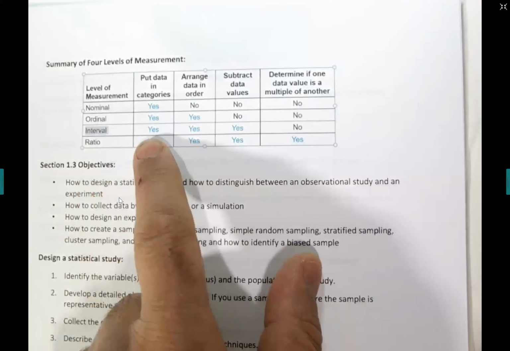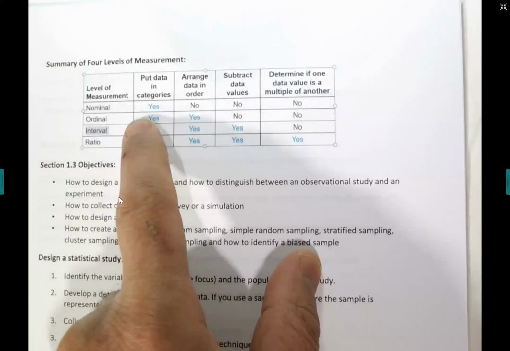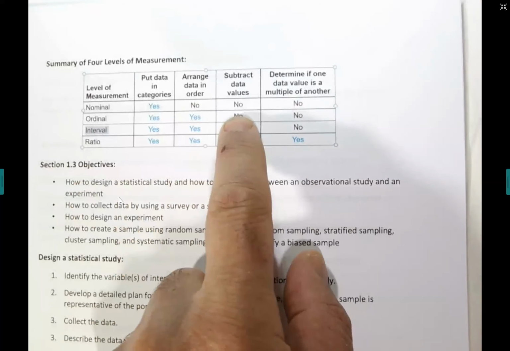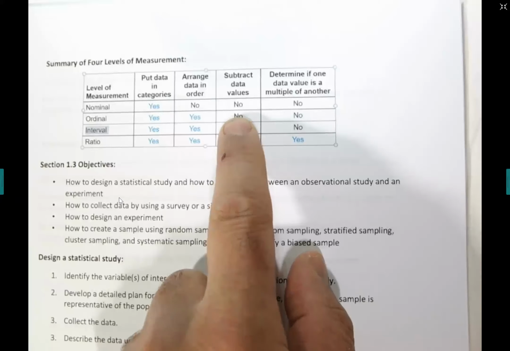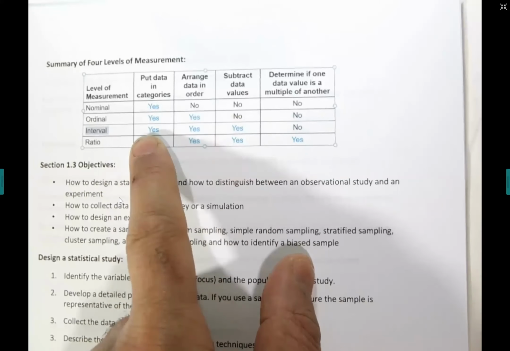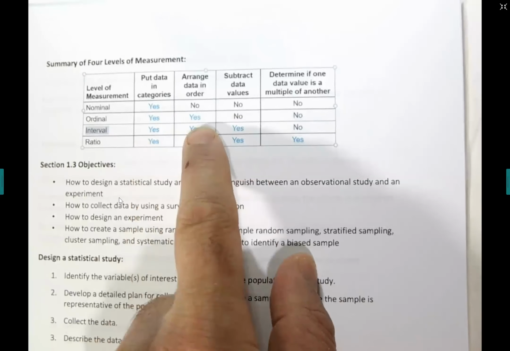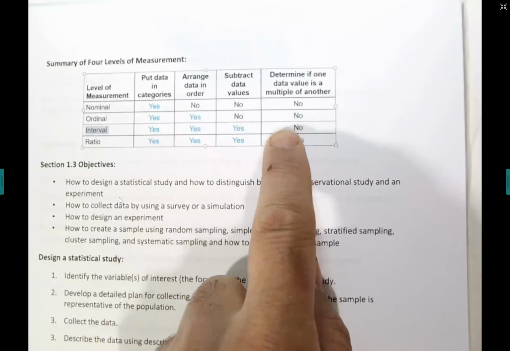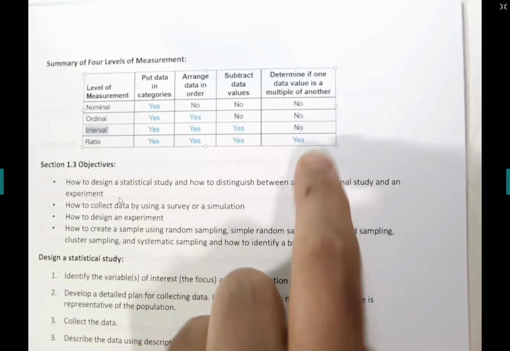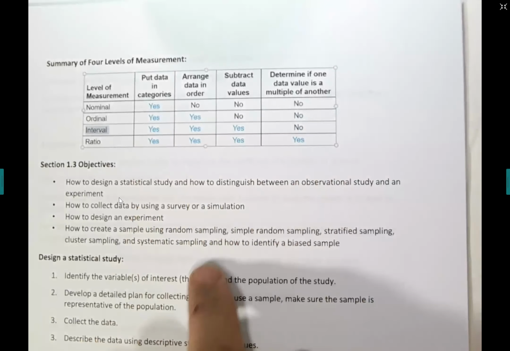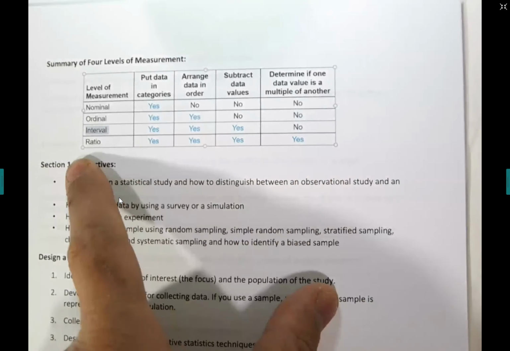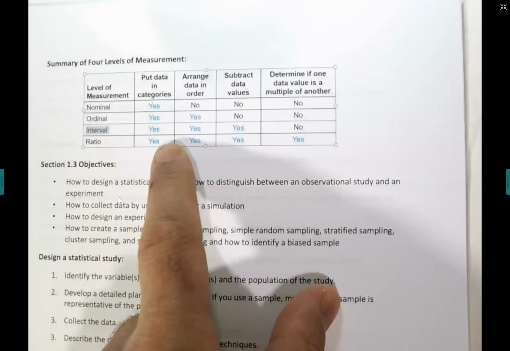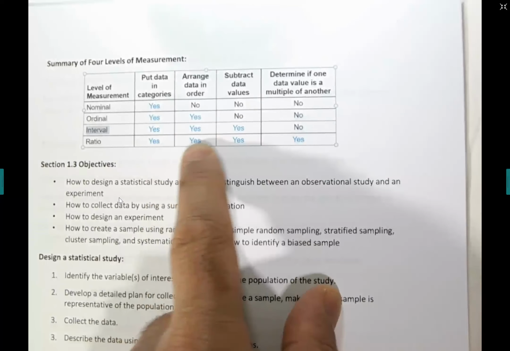Ordinal, data is qualitative or quantitative, yes. Arrange data in order, yes, but you cannot subtract data entries, it doesn't have any meaning. Interval, quantitative data, yes. Arrange data in order, yes. Subtract, yes, but you cannot say that one temperature is a multiple of another temperature. That doesn't work here. Ratio, look at the ratio. That's why I told you it overrides all of them. It's the most important level of measurement. It's all yeses right here.